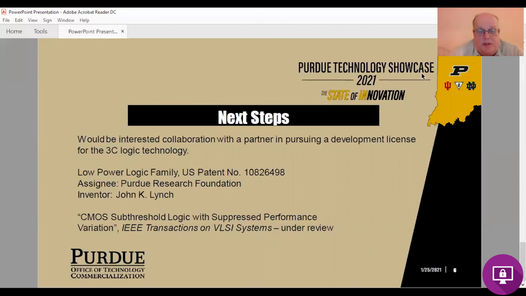I would be interested in collaborating between myself, Purdue, and an industry partner, pursuing a development license for this 3C logic technology. The patent that Purdue received was granted as shown here. And also, there is a journal paper that's been submitted. I'd be happy to send that along if there's interest in reviewing that.